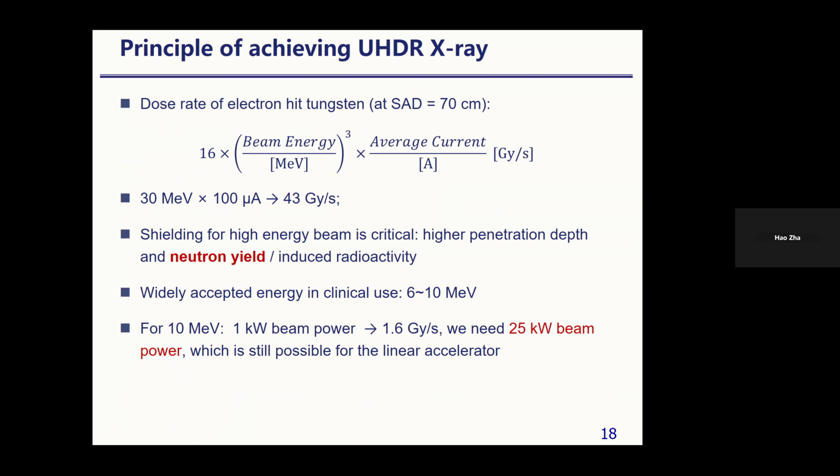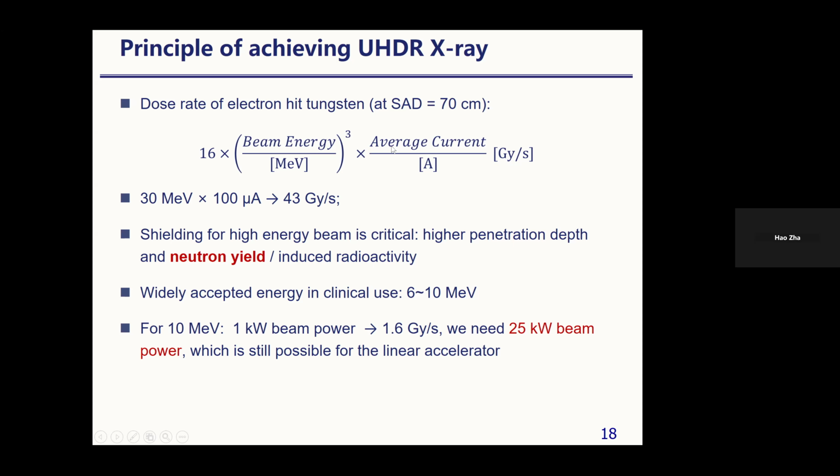So the first one is the principle of how we achieve the high dose rate. There is a formula for calculating the dose rate at the source surface distance of 17 centimeters. If we look at the formula, we can see that the dose rate is mainly dependent on the energy. It's a cubic order of the beam energy times the beam current.